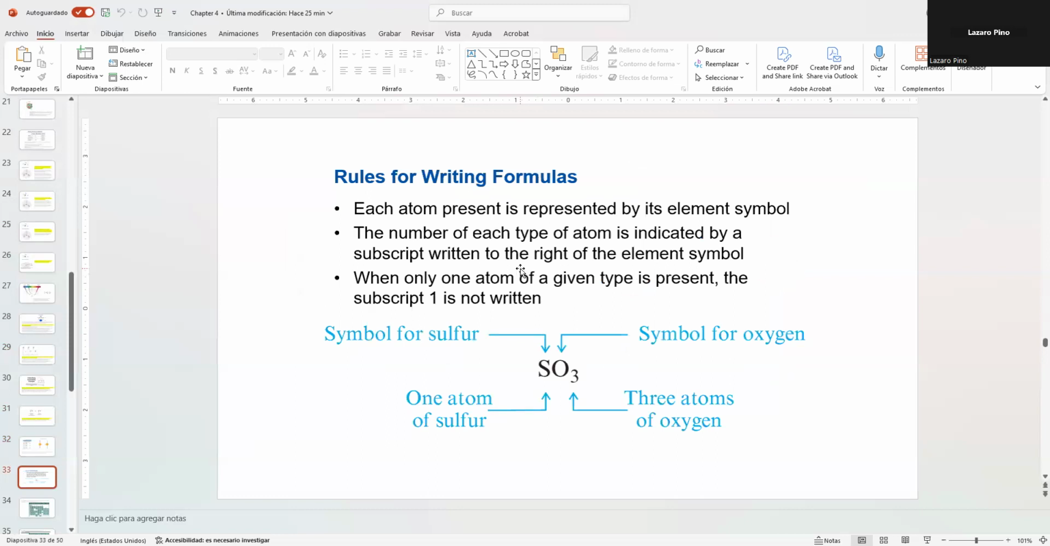Well, what is the rule for writing a formula? First of all, we have the symbols of the elements, and we write subscripts that represent the number of atoms of each element. In this case, we don't write the number 1, but we consider that there is a 1 here. Then it is 1 atom of sulfur per 3 atoms of oxygen. This is a formula of a compound.